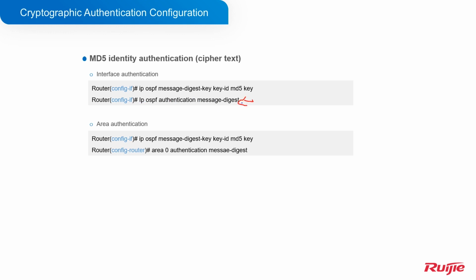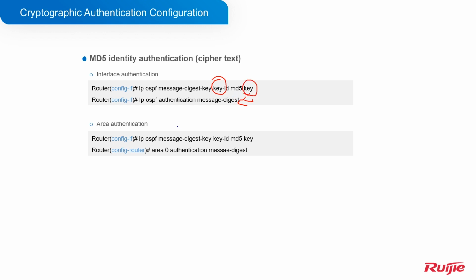Okay. So after we enable the authentication function and set the encryption authentication way, then we have to set the authentication password. Here, use IP OSPF message-digest-key, set the key ID information, and then set the MD5 key.